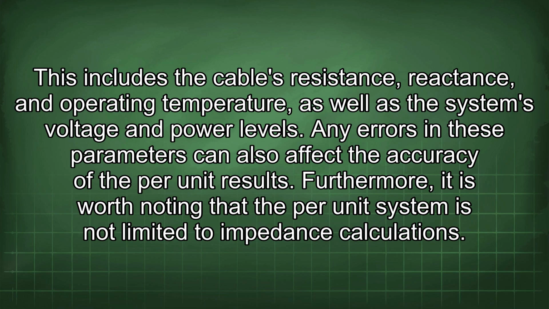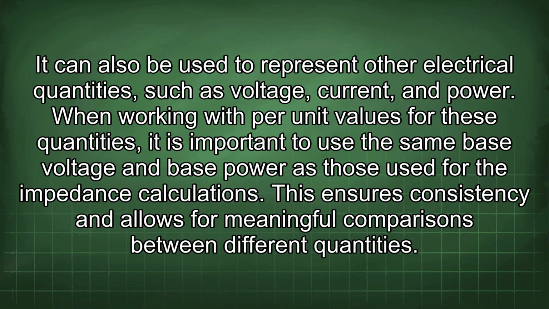Furthermore, it is worth noting that the per unit system is not limited to impedance calculations. It can also be used to represent other electrical quantities such as voltage, current, and power. When working with per unit values for these quantities, it is important to use the same base voltage and base power as those used for the impedance calculations. This ensures consistency and allows for meaningful comparisons between different quantities.